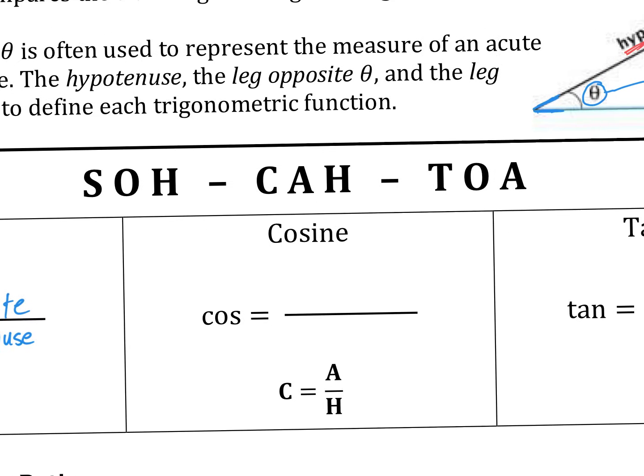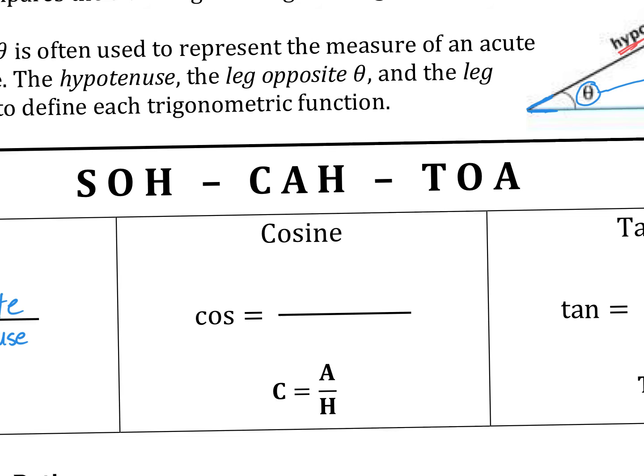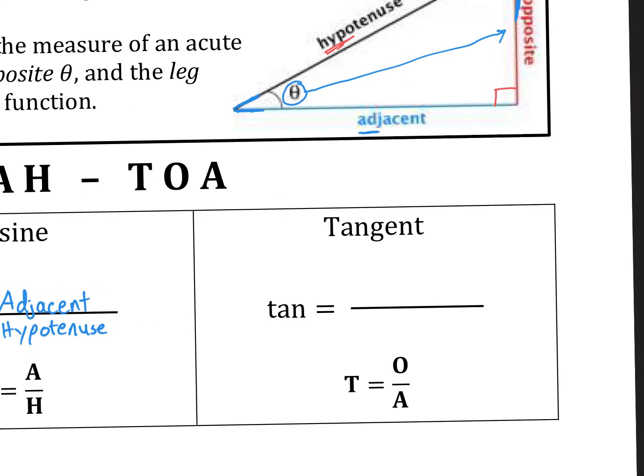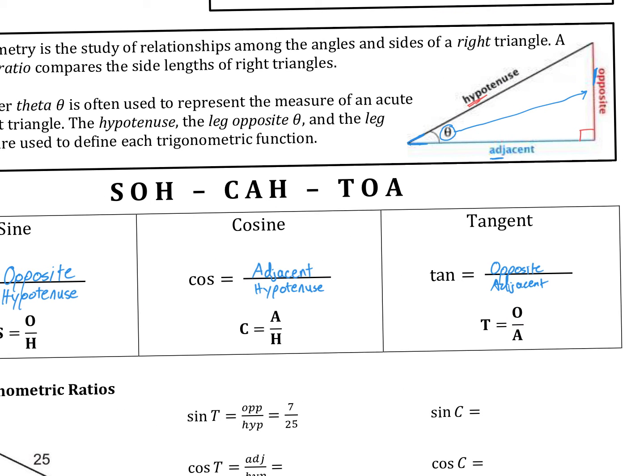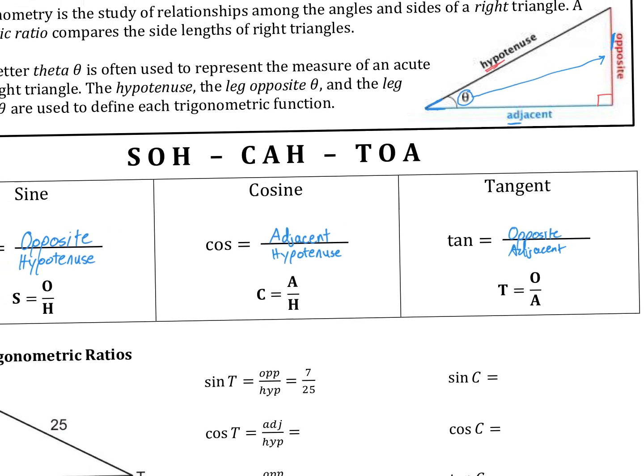Okay, cosine is CAH, A over H. So that's going to be my adjacent side over the hypotenuse. Okay. Tangent is TOA. So that's O over A. So that's opposite over adjacent. All right, so we're going to practice finding these trig ratios down below.